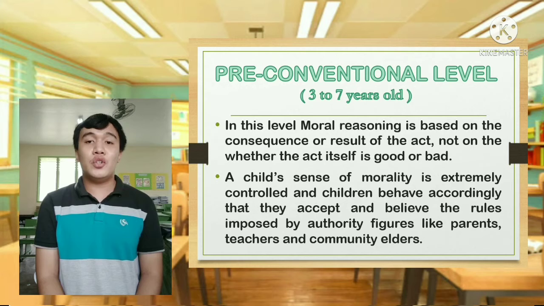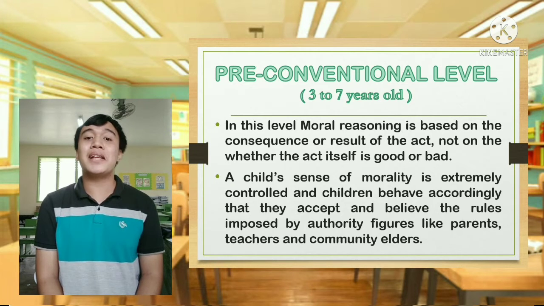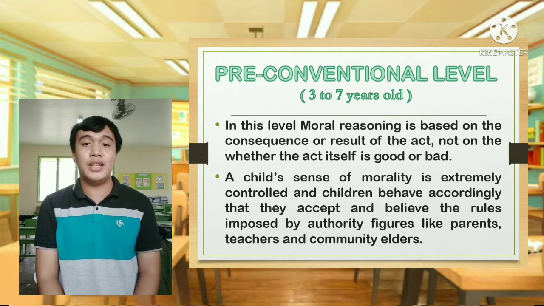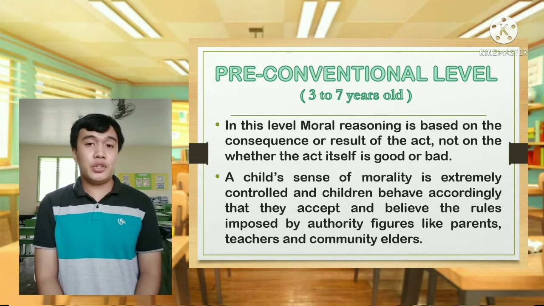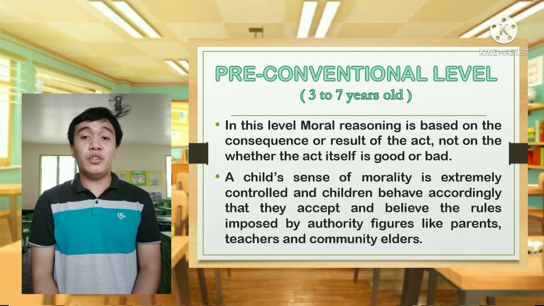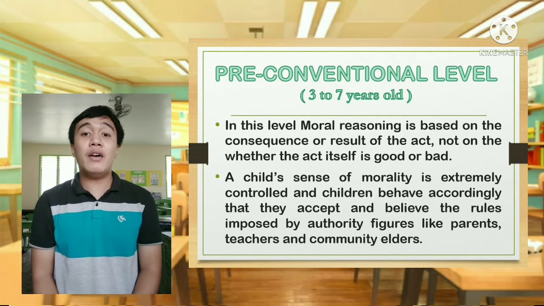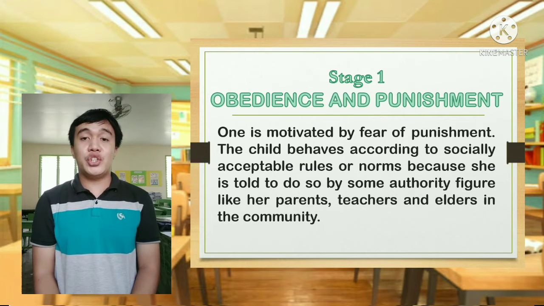In the pre-conventional level, children's sense of morality is externally controlled, and children behave accordingly because they accept and believe the rules imposed by authority figures like parents, teachers, and community elders. Under the pre-conventional level, we have stage 1 and stage 2. The first stage is obedience and punishment.